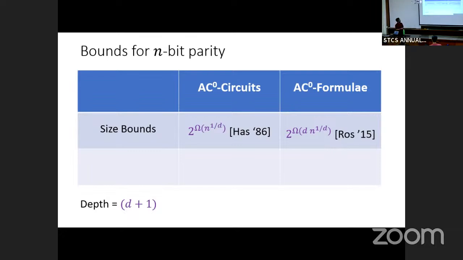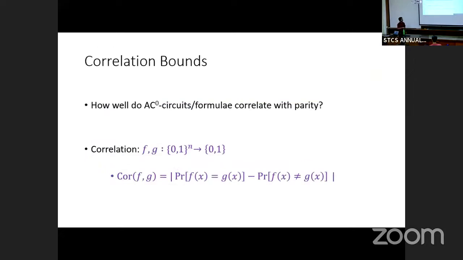The way this is formulated is in terms of correlation bounds. How well do AC0 circuits and formulae at least correlate with parity? Are they similar to parity? Correlation is defined like this: between two Boolean functions, the fraction on which they agree minus the fraction on which they disagree. In our case, one of them will be parity, and the other is some function that has an AC0 circuit or formula.